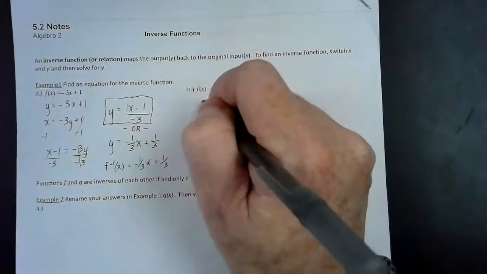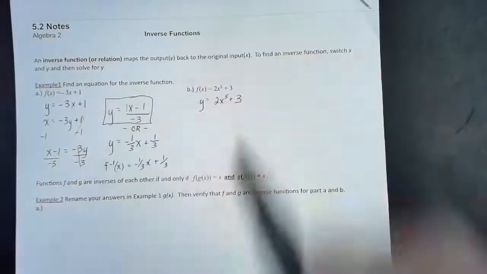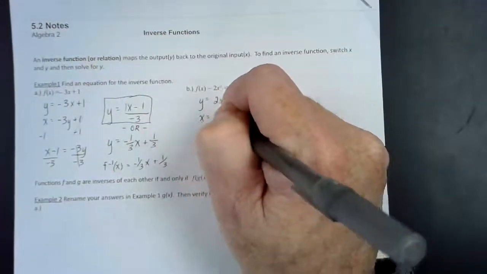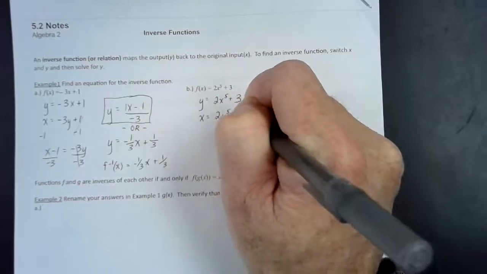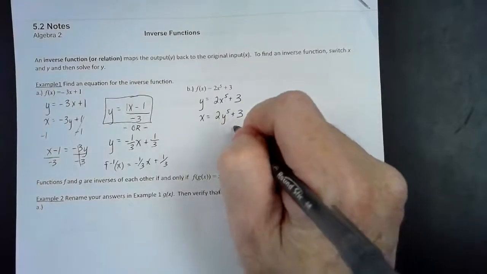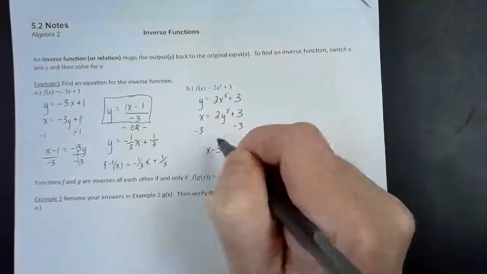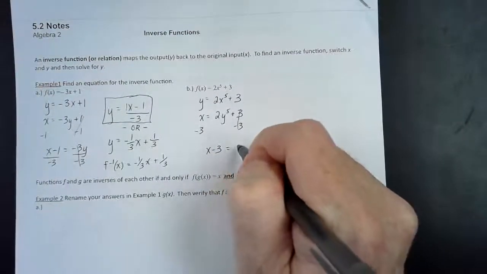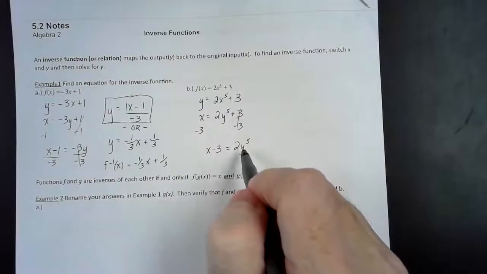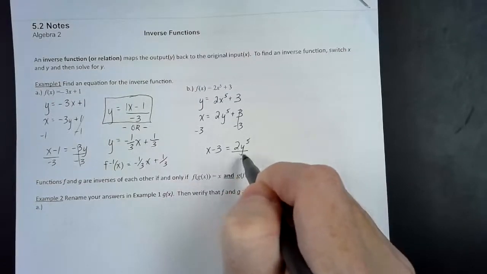Again, I'm changing f of x to y, 2x to the 5th plus 3. Now literally swap out your x and y. x equals 2y to the 5th plus 3. So we need to remove that 3 from both sides. So we're solving for y now. So we have x minus 3 equals 2y to the 5th. And this is going to go back a unit or two here. First, we need to remove that 2. So you divide both sides by 2.